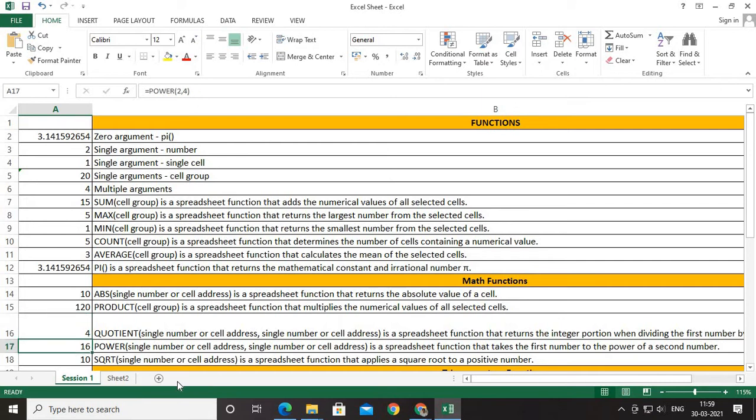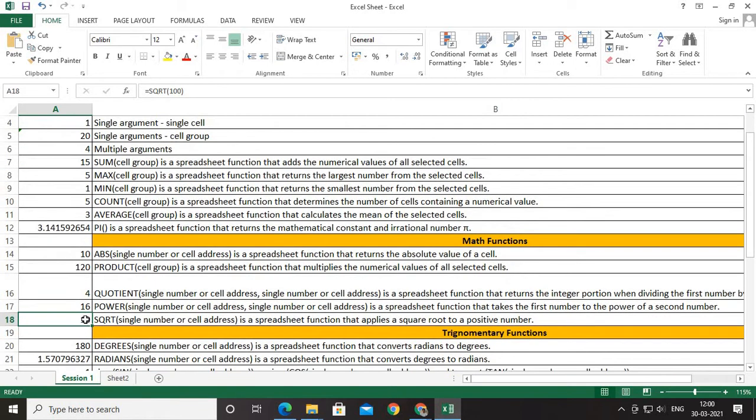Now the next one is power. What is power? Power is used to take the first number to the power of the second number. So what do we get here? The first number to the power of the second number, and obviously it is 16. Now what is square root? Square root, we all know what it is. Square root is simple. It is going to get the square root of a positive number and you get the result. So square root of 100 gets you 10.